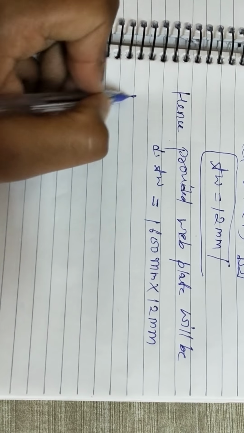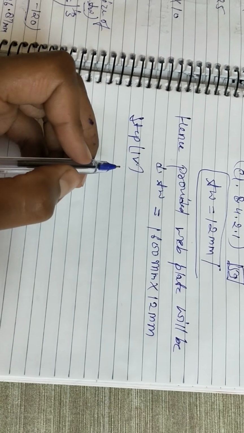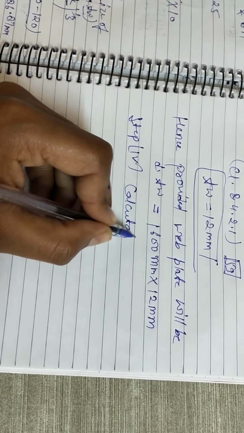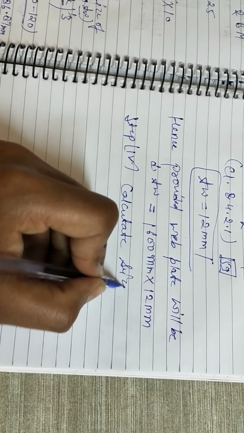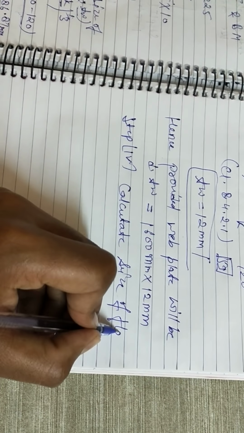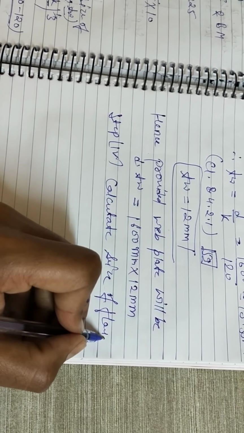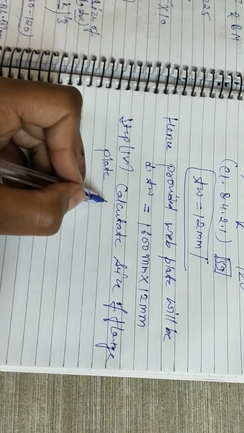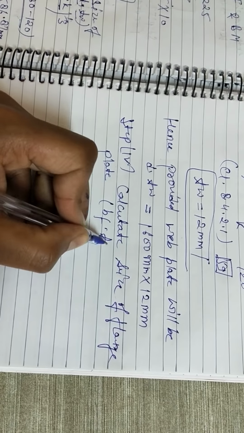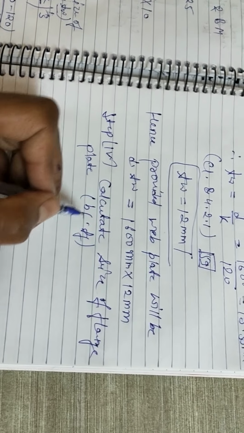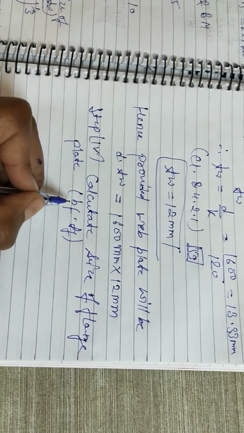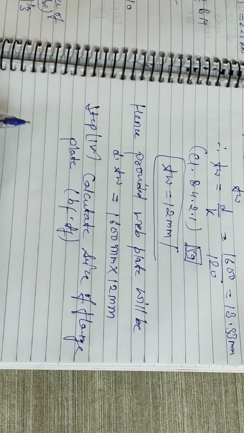Now we will calculate step number 4. Calculate size of flange plate, which is bf into tf. This is the area of flange plate. So that means we have to find out bf and tf. What is bf and tf?